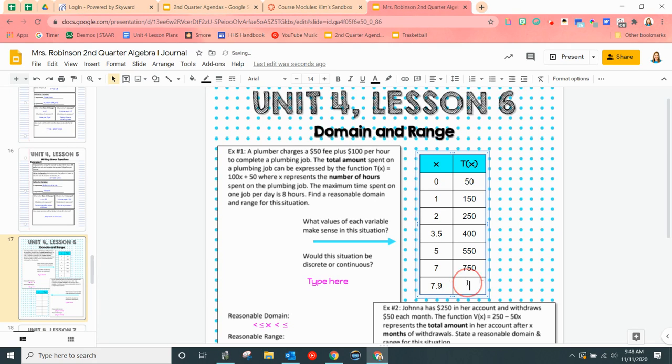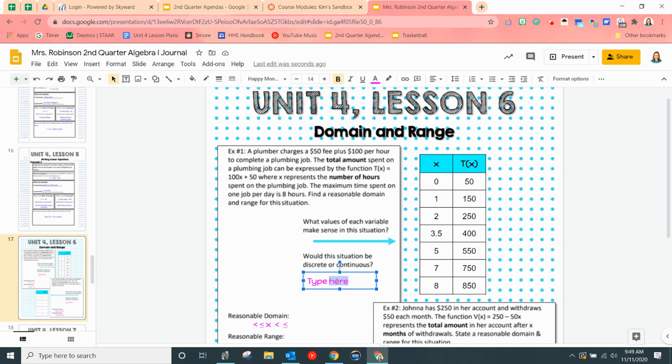Is it possible that he might work 7.9 hours? Sure he could. But he's not going to work more than 8. He could work 8 hours even. If he worked 8 hours, that's real easy to figure out our cost here. He could work 8 times 100, that's 800, so that would be $850. He's not going to work any more than 8, and it's impossible for him to work less than 0.